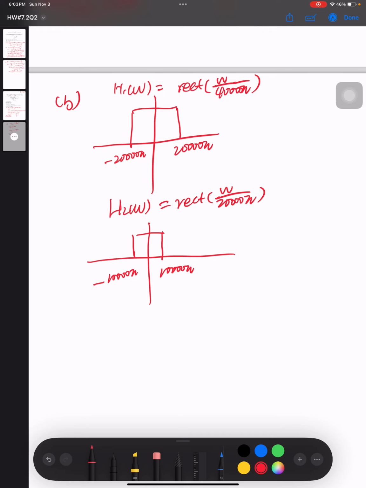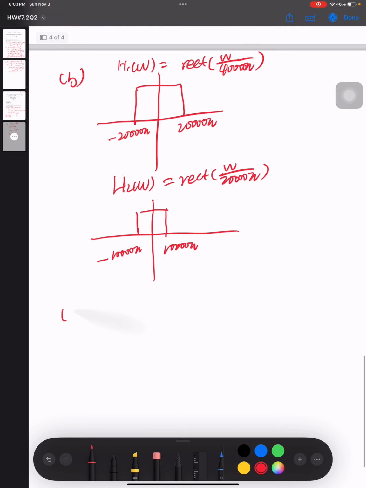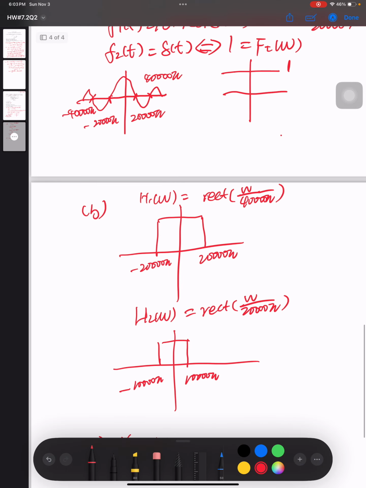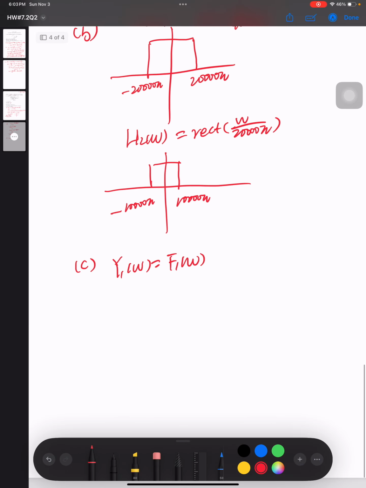And for the C, based on the definition, in the time domain it's the convolution integral of f(t) and h(t), right? And in the Fourier transform, it's just simply multiplication, which is f1 omega directly times h1 omega, and y2 is f2 omega times h2 omega.